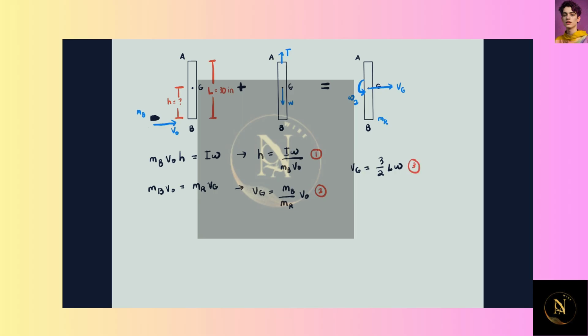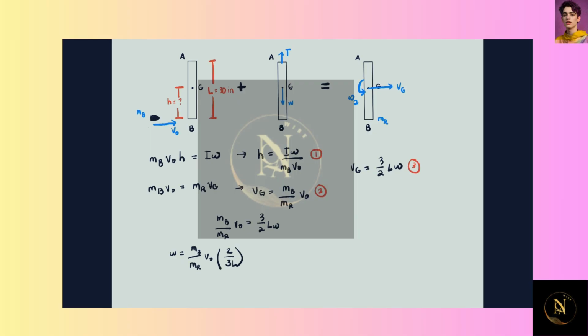Since we have two equations for Vg, we can equate those two equations. Equating equations 2 and 3, we'll have mb over mr V sub O equals 3 halves L omega. Solving for omega, omega is equal to mb over mr times VO, multiplied by the reciprocal, 2 over 3 L.